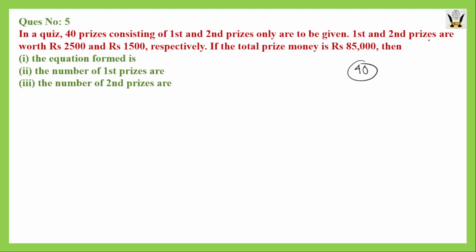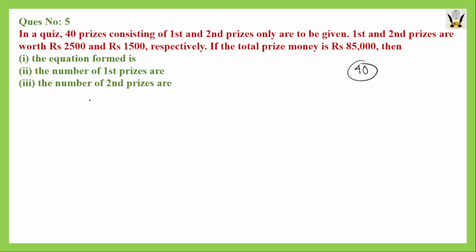Now first and second prizes are worth rupees 2500 and rupees 1500 respectively. And if the total prize money is rupees 85,000, then we have 3 questions for us. The equation first we need to form, and we need to solve that, and based on that we will be able to answer what is the number of first prizes and what is the number of second prizes. So our first task is to form the equation.